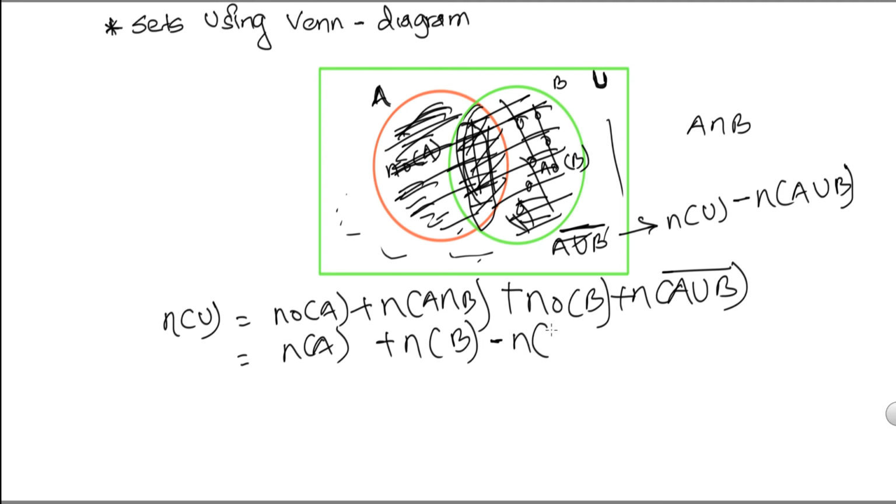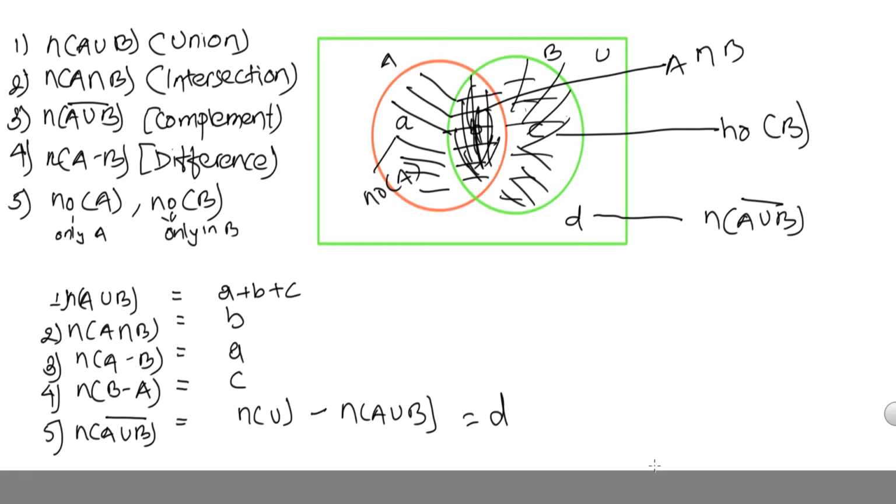So let me subtract n A intersection B. So this is done, this is done, and this is done. We are only left with this area, which is n A union B complement. So this is how we deduce the formula for nU. Once you know nU, in the given question you will be given everything but one unknown, or you can also fill up the Venn diagram and eventually you will get the unknown, then deduce your own formula by reading the Venn diagram.